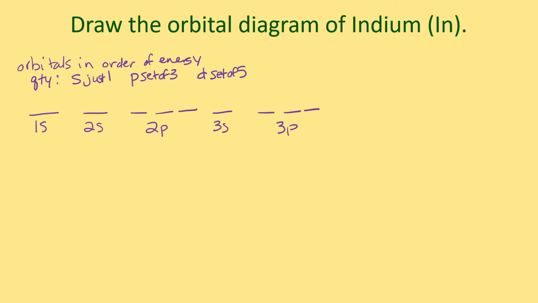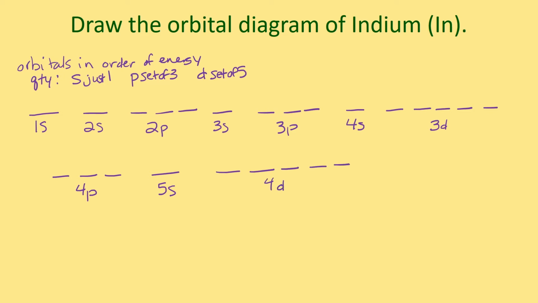Remember that in energy, the 4s comes next. Then we go back and have the 3d. And that's a set of 5 because they're d orbitals. I'm going to continue on to the next line. After 3d comes, in energy, 4p. Then the 5s. Then the 4d. Then the 5p. Then the 6s.